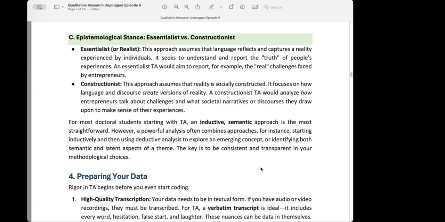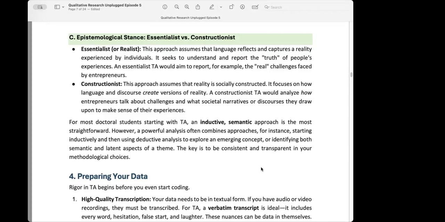It really is. Now, for most doctoral students like yourselves, especially when you're starting out with TA, beginning with an inductive semantic approach is often the most straightforward and manageable way to begin. It provides a really solid foundation for understanding the explicit content of your data first. Okay, start simple. Generally, yes. However, a truly powerful and nuanced analysis often benefits from combining approaches thoughtfully.